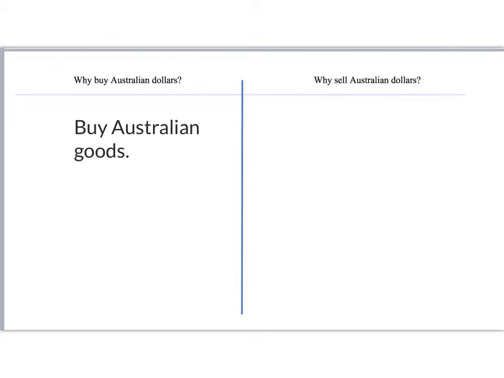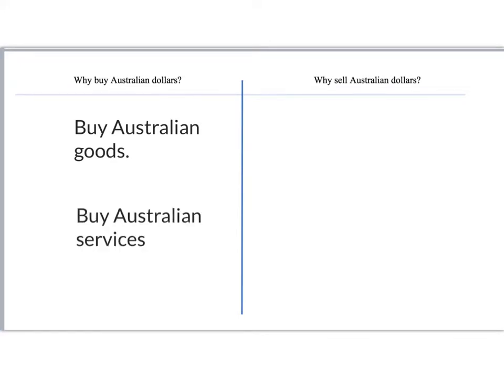Well, one reason is that an overseas company might want to buy some Australian goods. So, for example, a Chinese iron smelter might want to buy iron ore from Australia. To do that, it has to change some renminbi, the Chinese currency, into Australian dollars to be able to buy the Australian ore off the Australian mine.